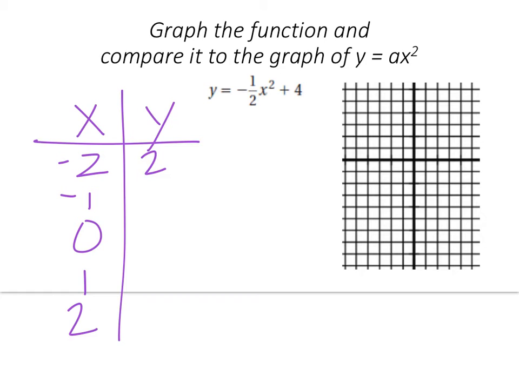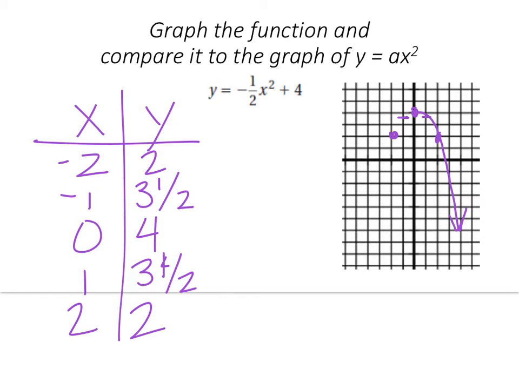-1 squared is 1 times a -1/2 is -1/2. And -1/2 plus 4 is the same as 4 minus 1/2, which is 3.5. 0 squared is 0 times -1/2 is still 0, but then you add 4, and we're going to swoop around all of our numbers so we have these points. So when I graph this, I'm going to go to -2, 2. I'm going to go to -1, 3.5. I'm going to go to 0, 4, and then come back around.